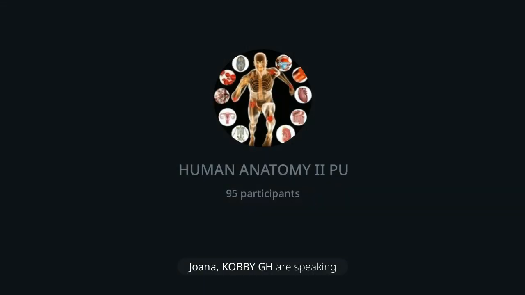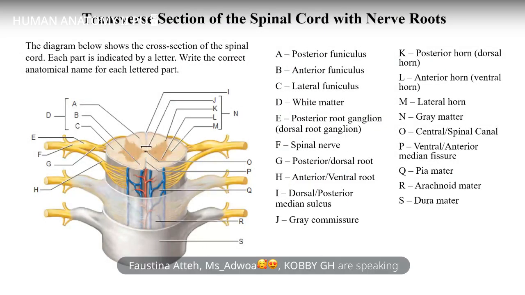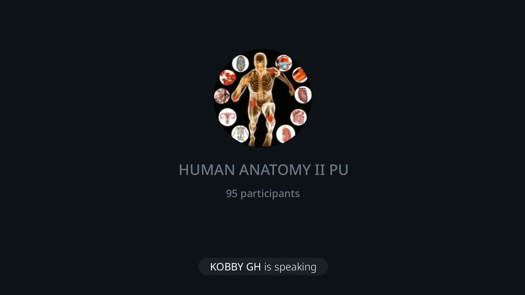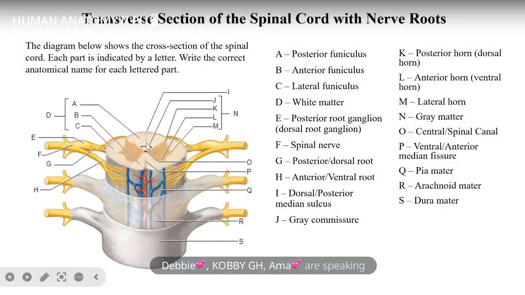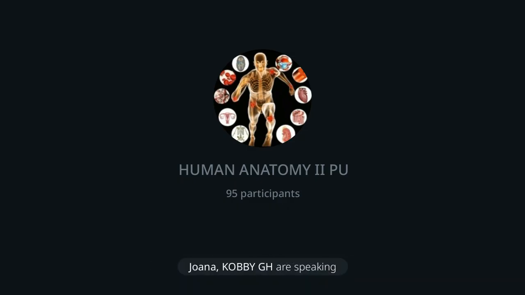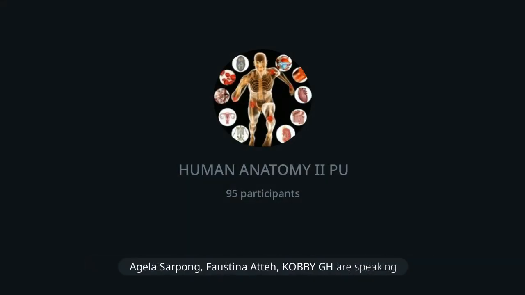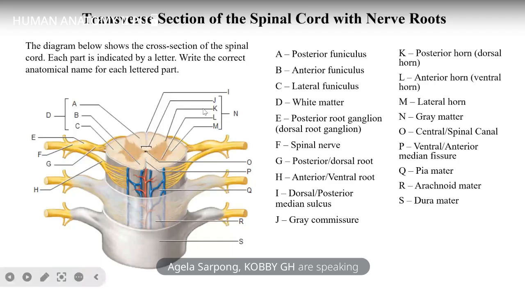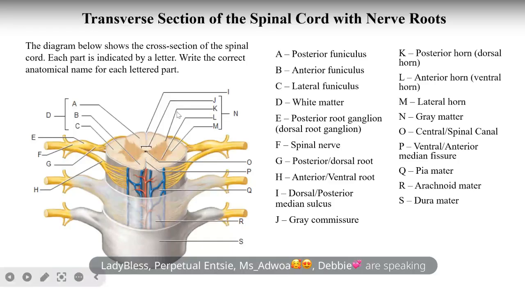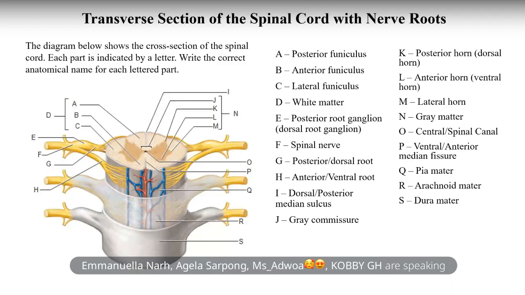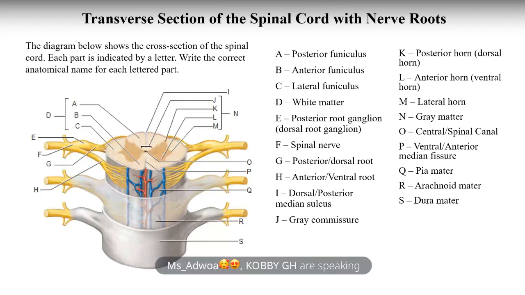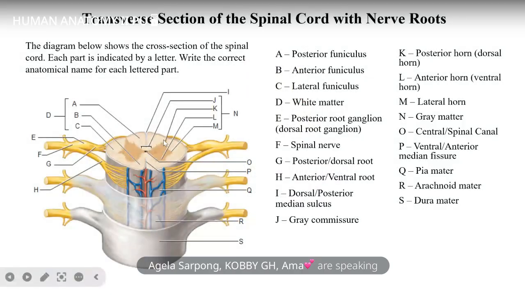Now here, what is the name given to this part? Here, where I'm pointing now. The eye. The dorsal median sulcus. To K. Look at K. What name is given to K? Dorsal horn. Posterior horn. Okay. What name is given to M?